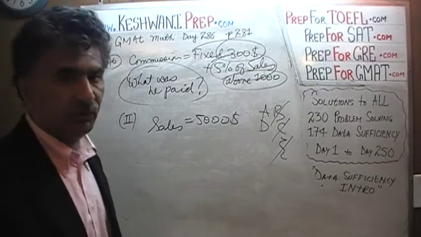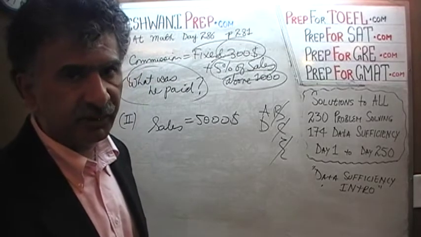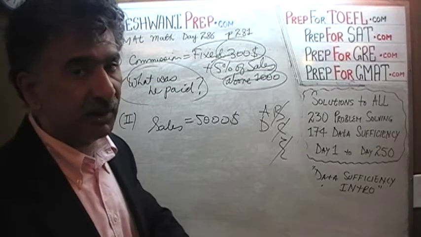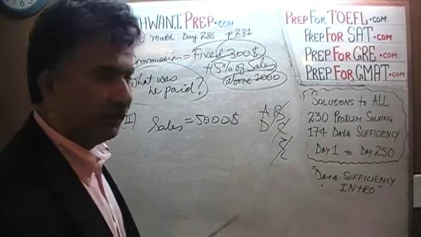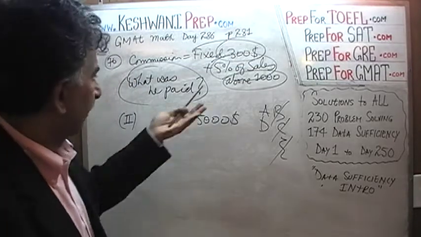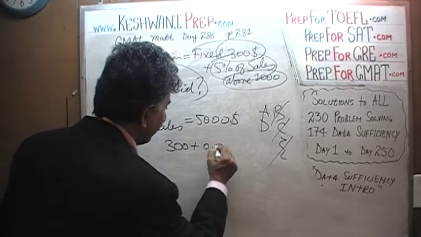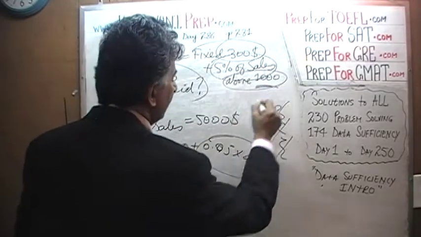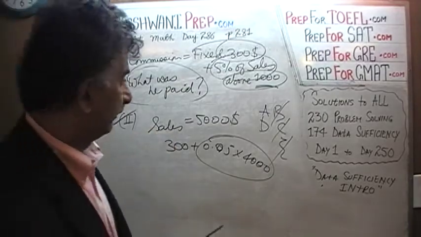It's never going to be the case where you do the work and find that the sales worked out to be $5,000 from the first statement, but from the second statement, the sales turn out to be something other than 5,000. If that happens, then you have made a mistake. They always substantiate each other. Anyway, the sales here are 5,000. Of course, we can figure out the commission. Commission is simply $300 plus 5% of $4,000, because on the first $1,000 you do not get the commission. The second statement is also sufficient by itself. The answer is D.